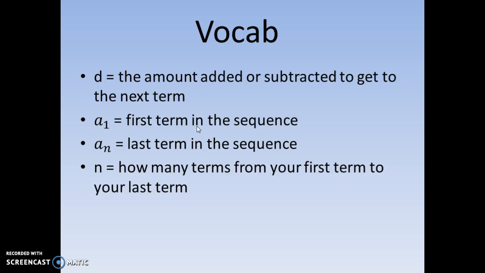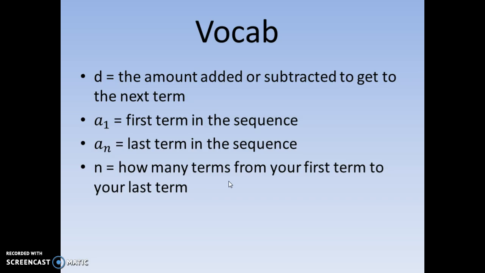Now there's a couple of vocab words you need to know so that we can get an equation for this arithmetic sequence. The 4 things you need to know are: D, which we kind of already stated right before, is the amount added or subtracted to get to the next term. A sub 1 is the first term of the sequence. A sub n is the last term of the sequence. And lastly, n is how many terms from the first term to your last term.